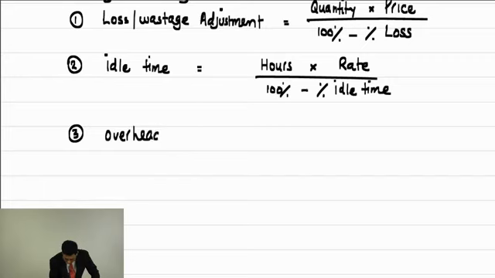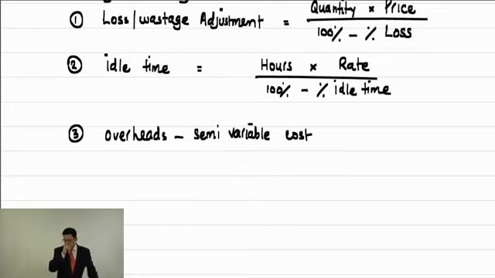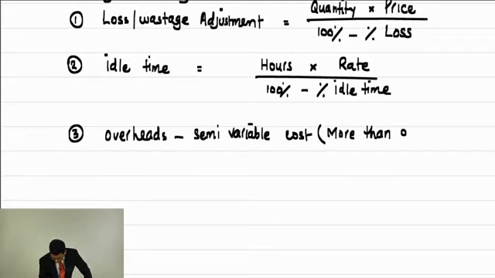If overheads are given as a semi-variable cost, there is a very simple way to identify if the overheads are variable, fixed or semi-variable. If they are semi-variable, then the examiner will always give you overheads over a number of periods. Examiner will give you overheads for 2 months, 3 months, 4 months, or 2 quarters, 3 quarters, 4 quarters, or 2 years, 3 years, and 4 years.